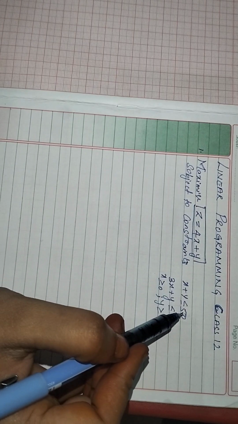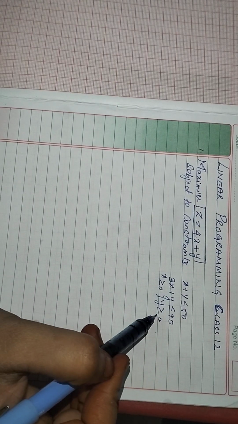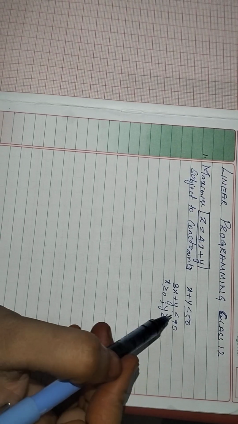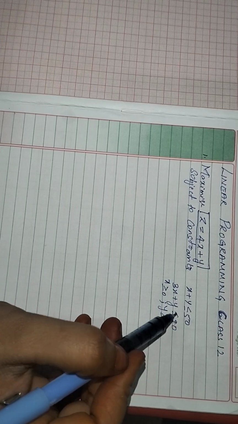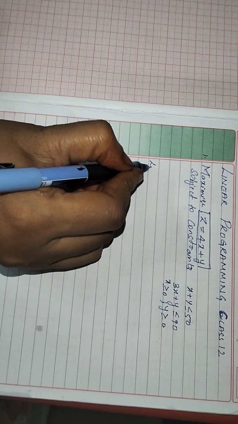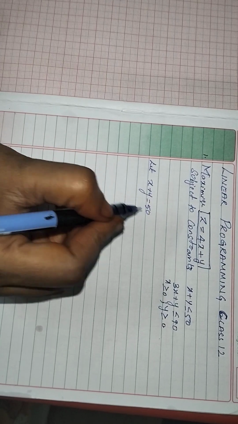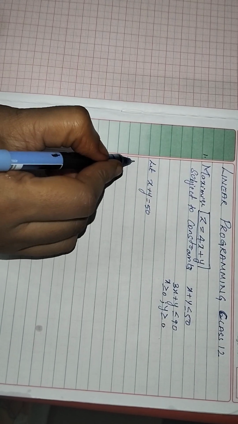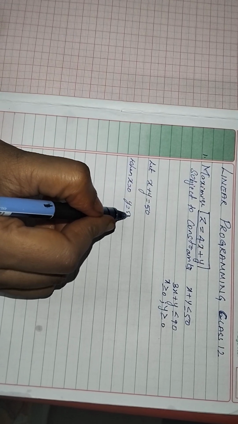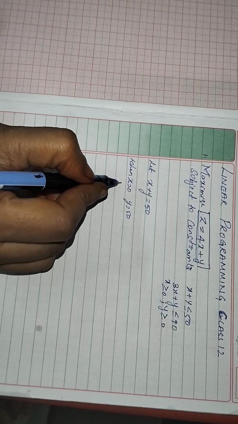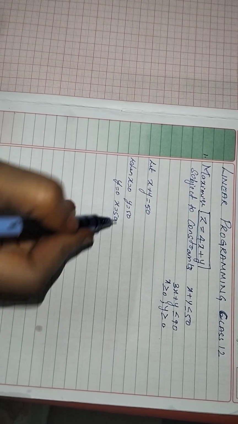When we are studying the graphical way, less than or equal to or greater than or equal to cannot be plotted on the graph. So instead, we will take equal to. Let x plus y equal to 50. Now give suitable values for x. When x is equal to 0, y is equal to 50. Similarly, when y is equal to 0, x is equal to 50.